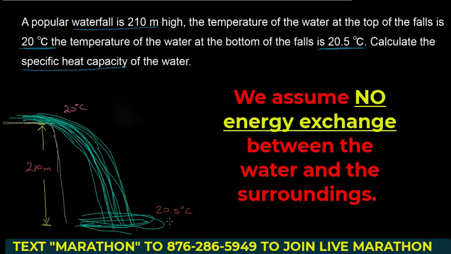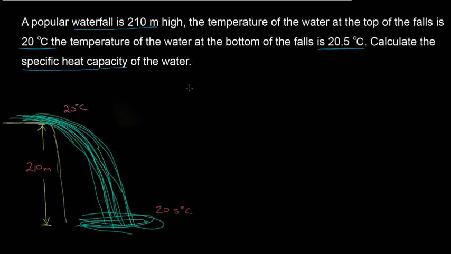So the first thing we can consider is a statement: we're going to have gravitational potential energy that will be converted to kinetic energy. So we can see that the gravitational potential energy will be equal to the kinetic energy at the bottom of the waterfall. Now, the kinetic energy, as we said before, will cause the temperature of the water to rise.